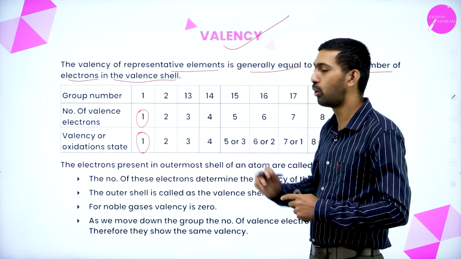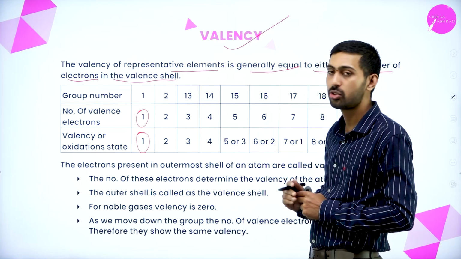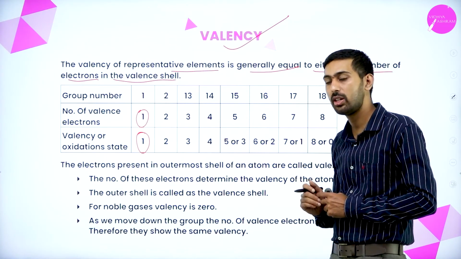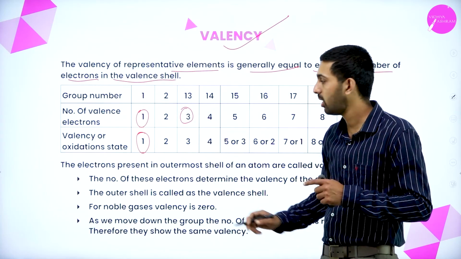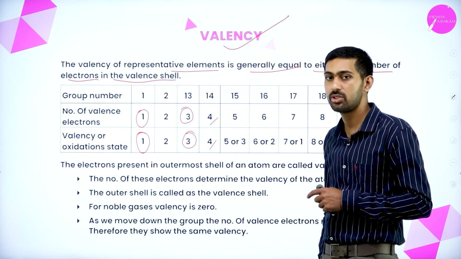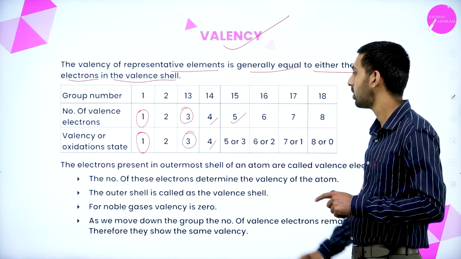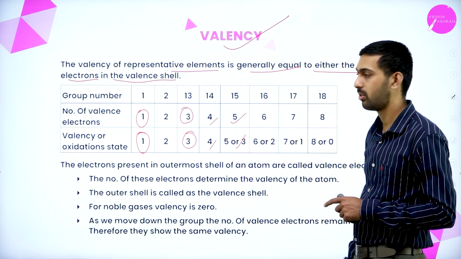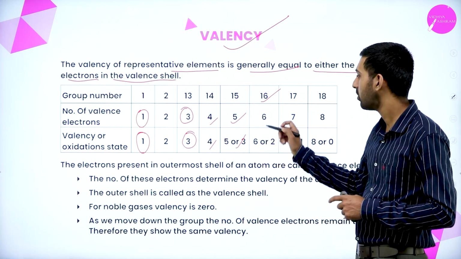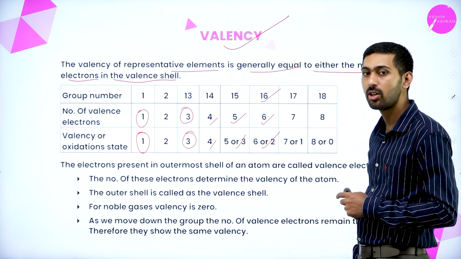Next, group 2 has 2 valence electrons in the outermost shell and its oxidation state is 2. When you come to group 13 elements, how many electrons are present? It has 3, and its oxidation state is also 3. Group 14, it is 4 and its oxidation state is also 4. Group 15, it is 5, but its oxidation state is 5 or 3. Next, group 16. Group 16 is which one? Oxygen. So its valence electrons are 6 and its oxidation state is 6 or 2.